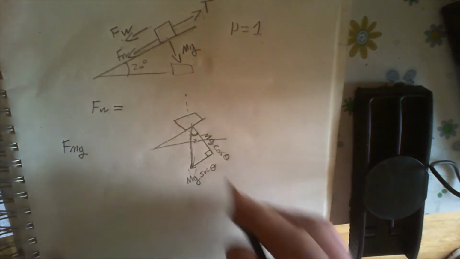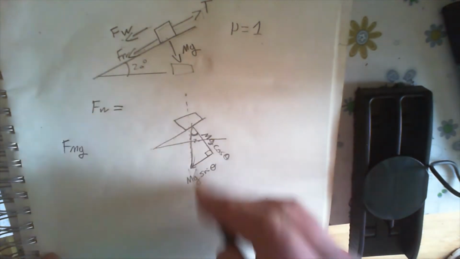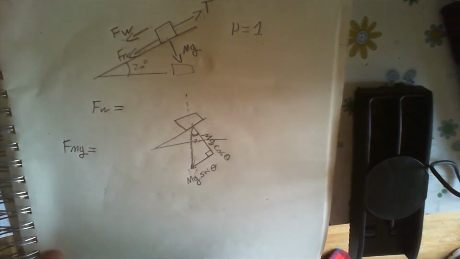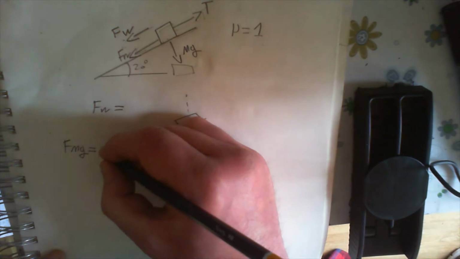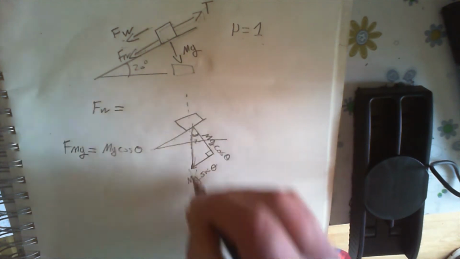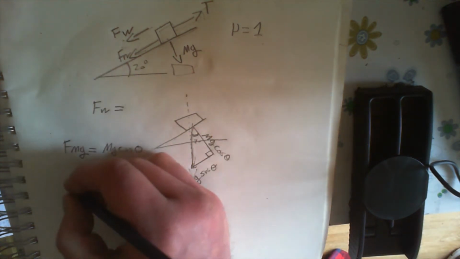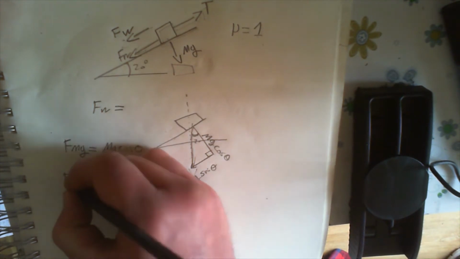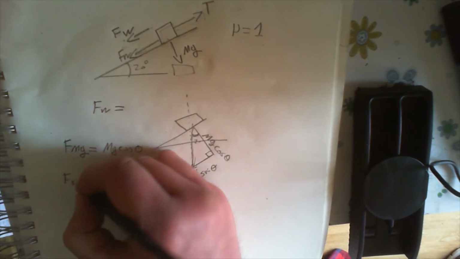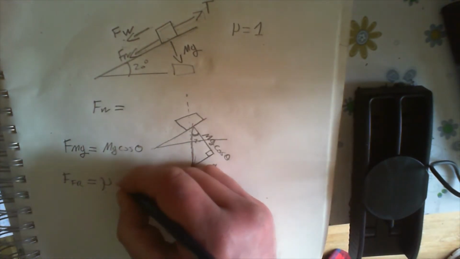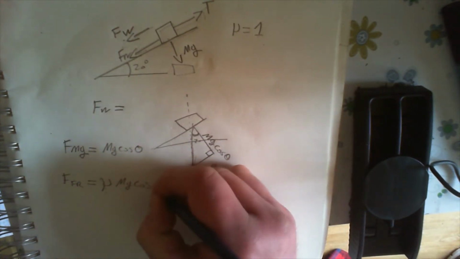Right, so we'll call this F mg for where it touches the surface there, and it's going to equal mg cos theta. But this friction force then is going to be F friction, which is the coefficient times mg cos theta.